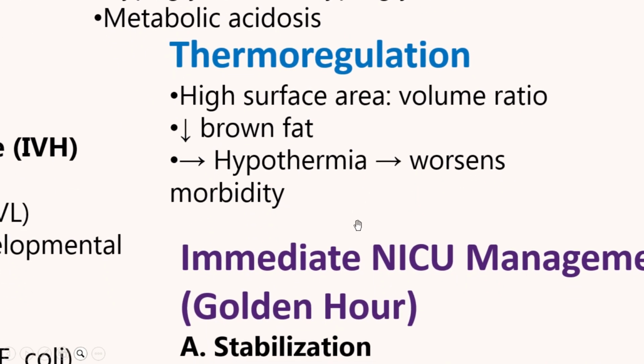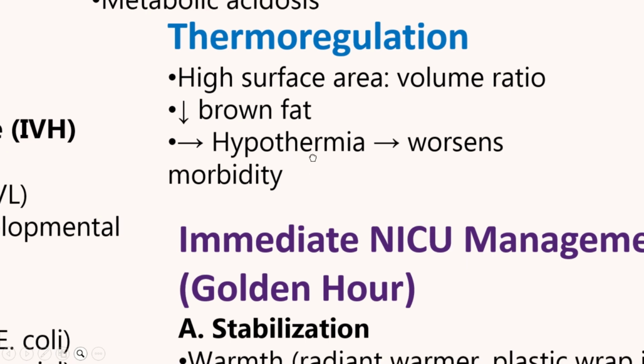So the thermoregulation. They have a high surface area to volume ratio. The baby is a small creature, and they have decreased brown fat. And this brown fat is actually important to keep you warm. So when you have less brown fat, you are more prone to losing heat, and that is going to lead to hypothermia, which is going to worsen the morbidity in these children.